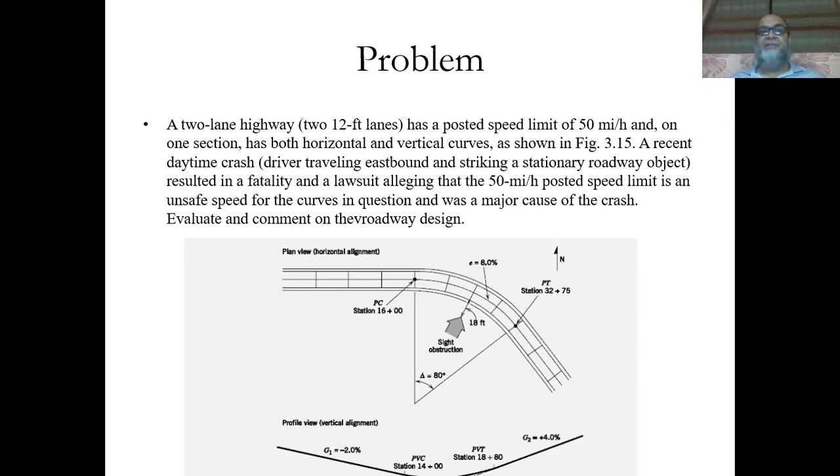Obviously the department has to pay the compensation. Now, what you can see from this problem is the PC at station 16, and this is the PT station. This is obviously the plan view, and this is the horizontal curve. Then there is a superelevation of 8%. There is a distance M of 18 feet. Actually, M is taken from the center line, so M is actually 24 feet. This is an 18 feet offset of the obstruction from the edge of the roadway. Obviously, if I add 6, this becomes 24 feet. There is a deflection angle of 80.